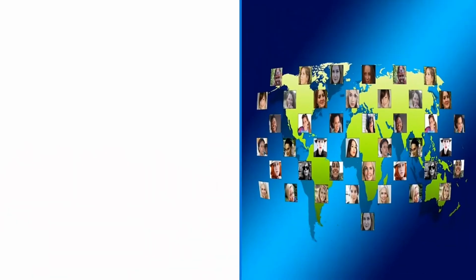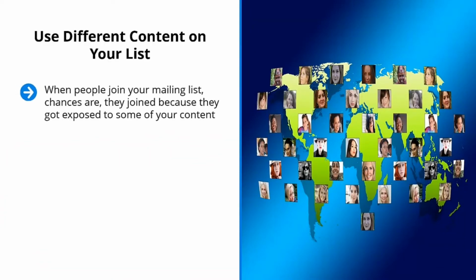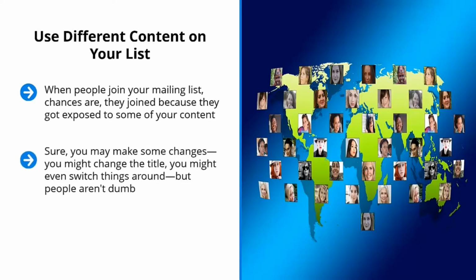Keep the following tips in mind. Use different content on your list. When people join your mailing list, chances are they join because they got exposed to some of your content. They already know what you talk about. They are already familiar with the quality of your content. They understand the themes that you focus on. That's why it doesn't make any sense for you to feature the same exact content on your list. Sure, you may make some changes. You might change the title. You might even switch things around. But people aren't dumb. They can see right through that. They can see that you are recycling content and feeding them stuff that they have probably seen before.